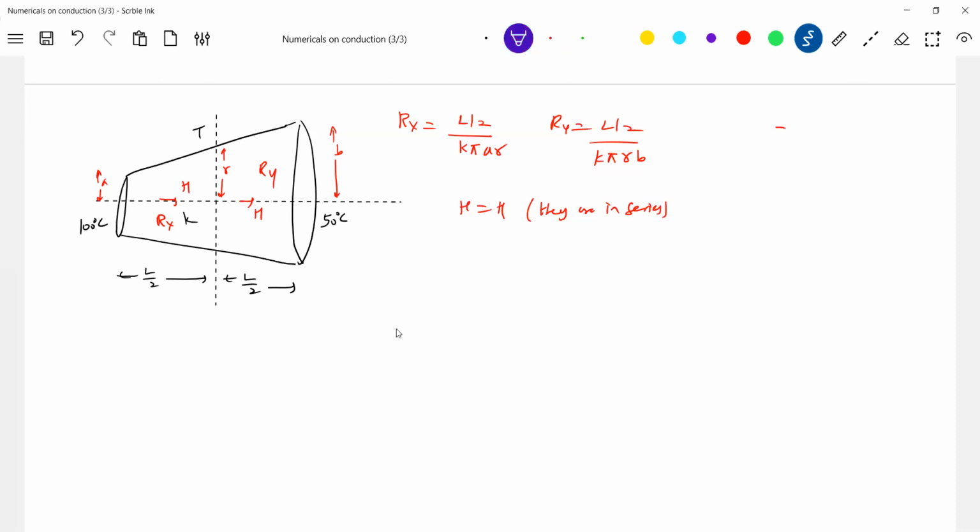Now let's get into the discussion. Heat current is the temperature difference over resistance: 100 minus T by Rx equals T minus 50 by Ry. What is Rx? L by 2 pi K A R. And Ry will be L by 2 pi K R B.